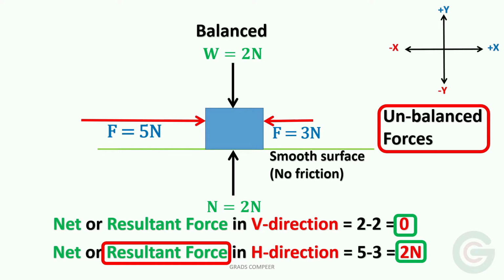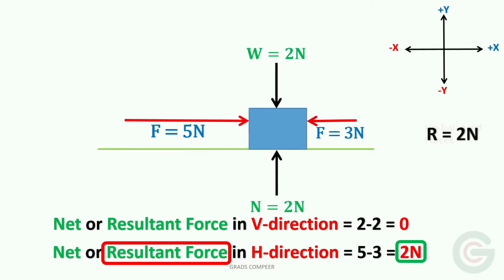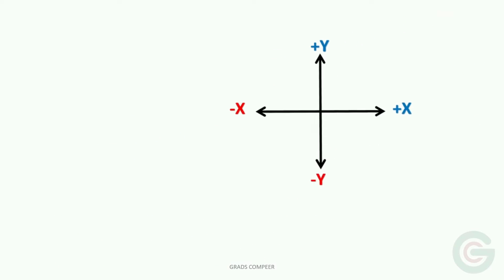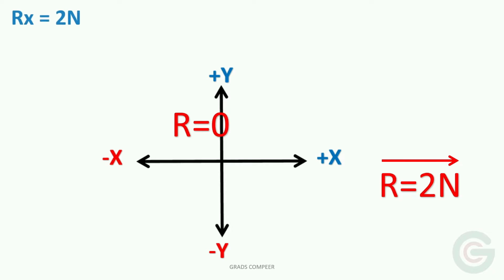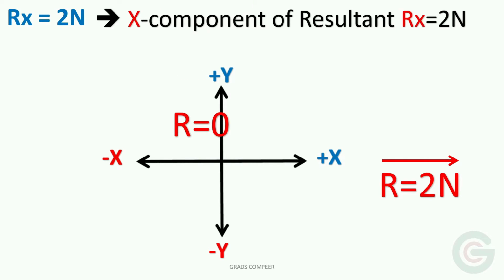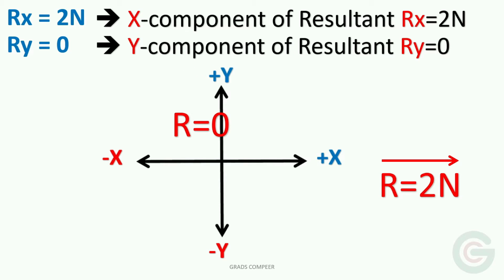If we assume that the surfaces are smooth and there is no friction force existing, then the 2 Newton force will push the object in that particular direction. In this case, we have observed that there is a resultant force of 2 Newton in the x direction and the resultant force in the y direction is 0. We can indicate the resultant in the x direction as Rx, which is 2 Newton, and this can be called the x component of the resultant. And we can indicate the resultant in the y direction as Ry, and this can be called the y component of the resultant.